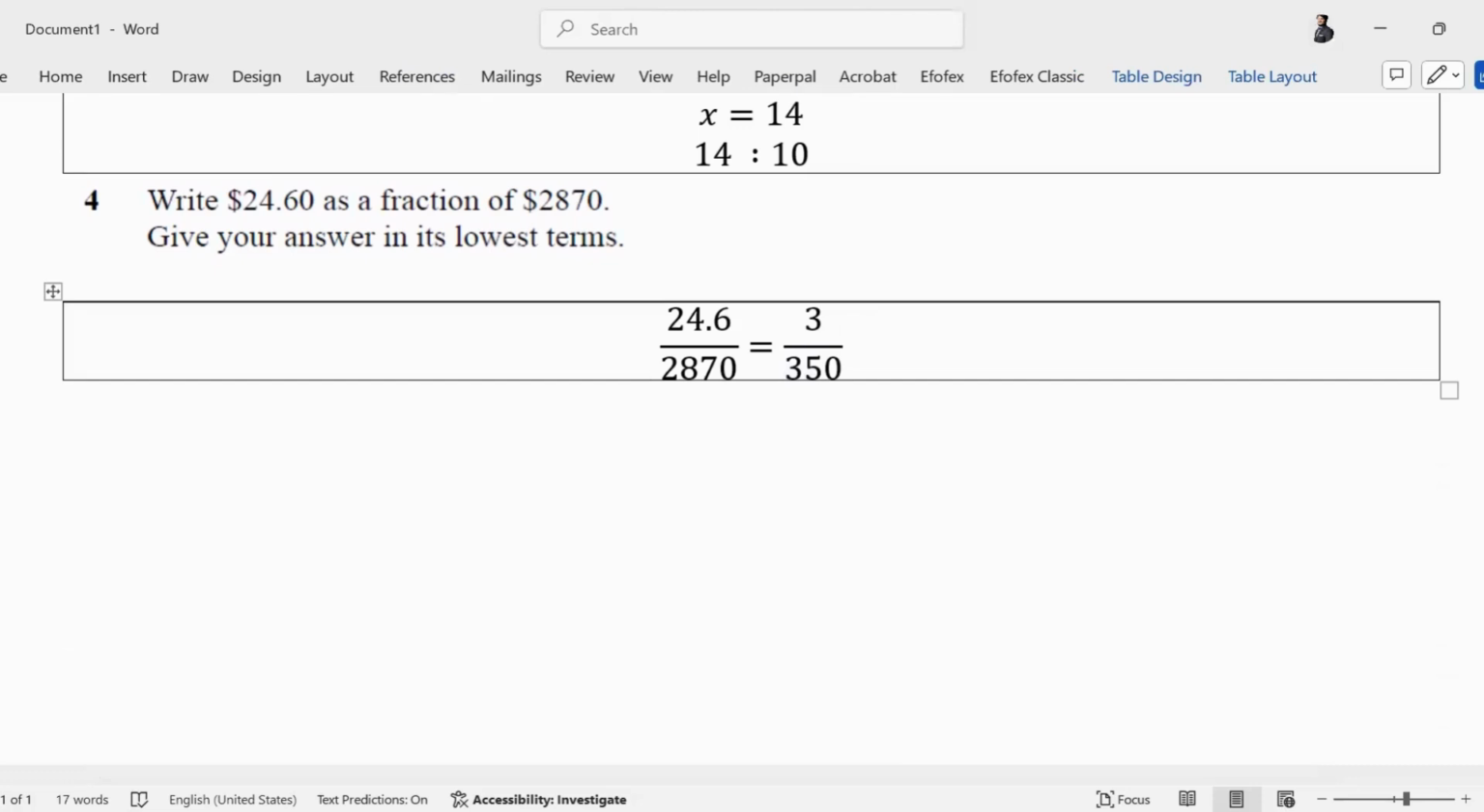Moving on to question number 5, which is a scale diagram. I'll not refer to that right now. I'll explain that to you separately. Okay, then we have question number 6.